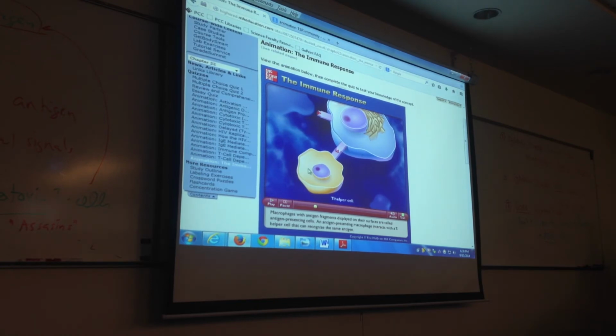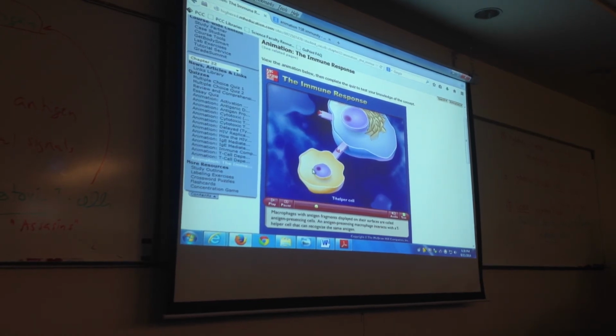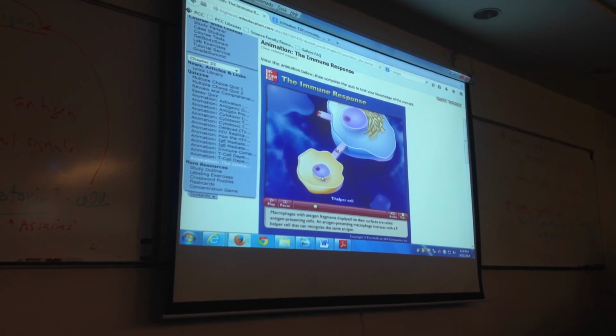Here's the helper T cell, the general, the boss, pick a word you like. He, she, it has to check and verify that that's not you, something you want to do. Is the antigen-presenting cell always a macrophage? Normally it's a macrophage. It could be any cell. Macrophages are number 1 because they're the ones eating stuff and presenting it 90% of the time. But any body cell could present. They're just usually the first one.